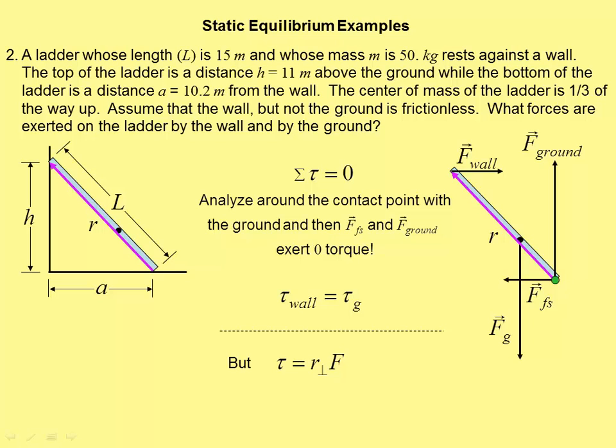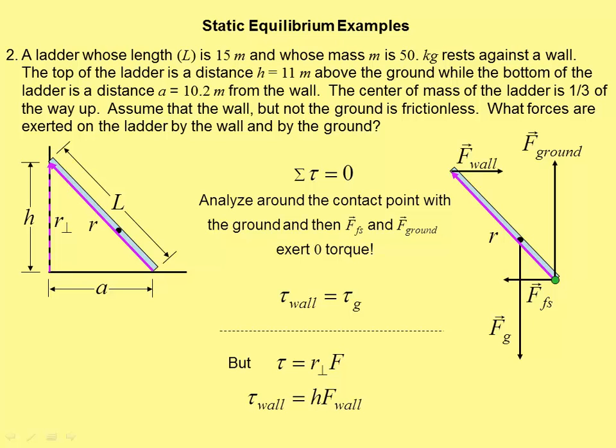Well, if the force from the wall is horizontal, then the perpendicular part of R would be the part of R that's vertical. And if you look over here, that would be that side. So R perpendicular in this case is actually h. You with me there? The perpendicular part of R, the part of R that's perpendicular to the force exerted by the wall, is h. So the torque from the wall is h times the force from the wall.